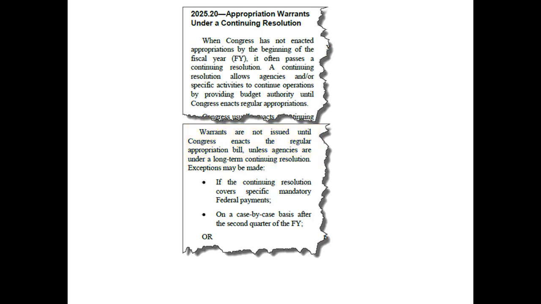It's a workload issue, since amounts ultimately appropriated invariably end up different than amounts available under a CR. Warrants would have to be issued and then adjusted at a later date. This creates a huge, unnecessary workload for the agencies requesting and Treasury. But note the exceptions. If the CR covers specific mandatory payments, or if the CR lasts more than 6 months, they may issue them on a case-by-case basis. Of course, they would have to be requested by the federal agency, as Treasury would have no idea what the appropriate amounts might be.